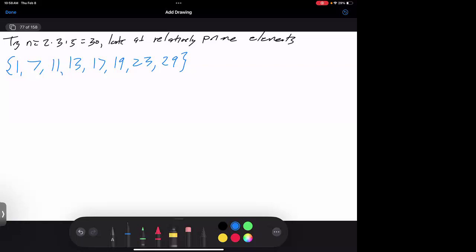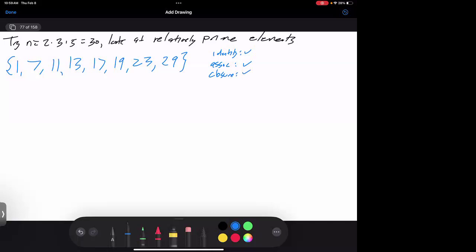Identity, yay or nay? Yeah, it's 1. Associative. Yeah, it inherits that. Closure. Yeah, if you're relatively prime. So the only thing that's difficult is the inverses.